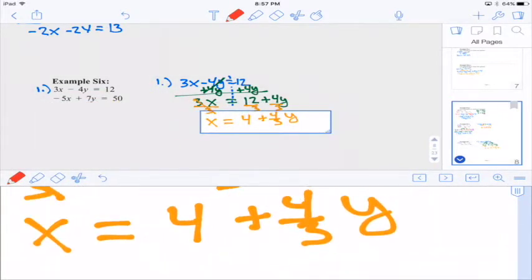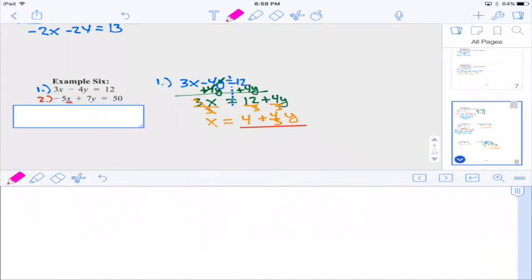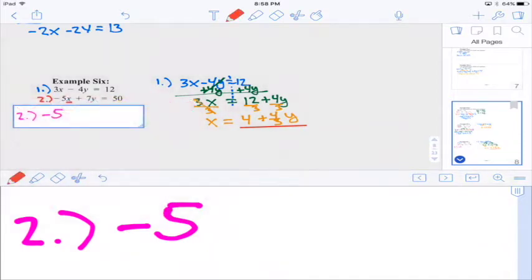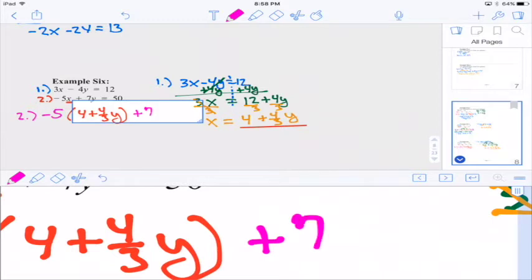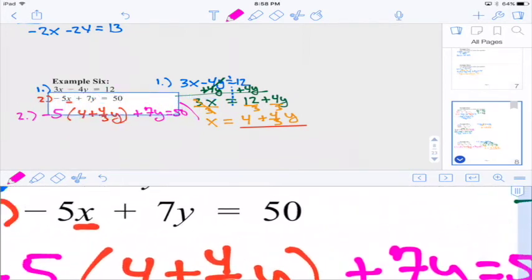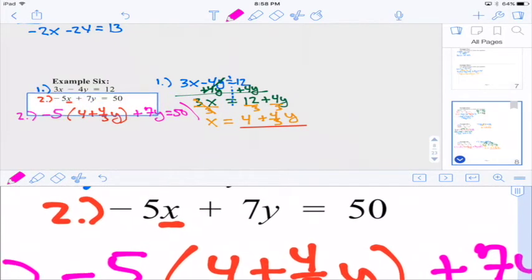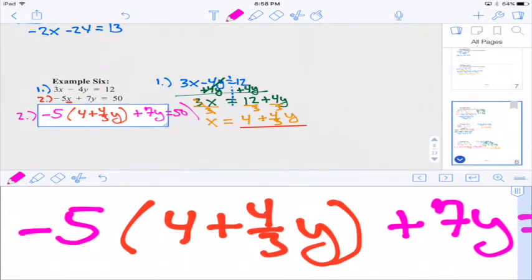Now that x is by itself, I can substitute this whole thing in to my second equation for x. So I'm going to take my second equation, and I'm going to keep everything the same. So -5, except I'm going to replace x with this 4 plus 4/3 y. So plus 7y equals 50. Everything stayed the same. That pink part stays the same, and I replaced that x with that red with x, this 4 plus 4/3 y. Okay? Then I can distribute and combine like terms. I'm not going to do that on this problem with the fraction.